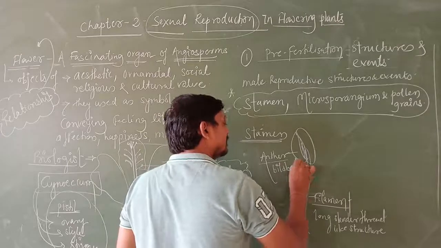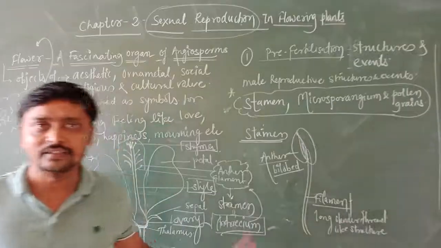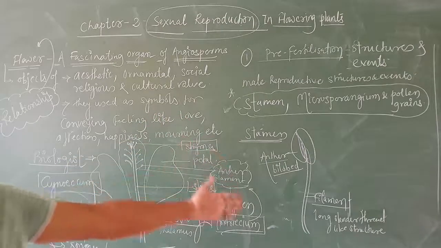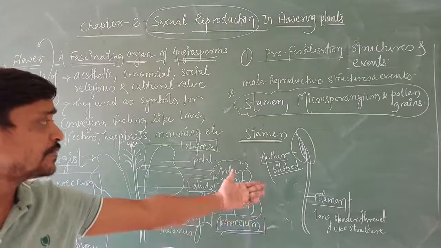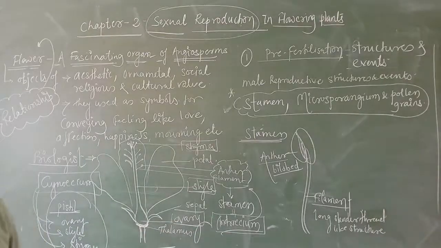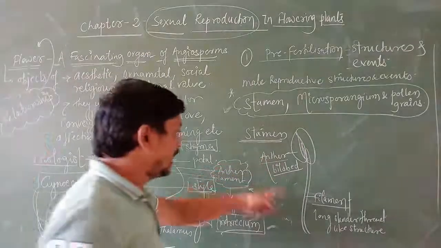bilobed. These are all things we have studied last year, so this is not very difficult for you people. The anther is bilobed, and the number and length of the filament varies from one flower to another flower.